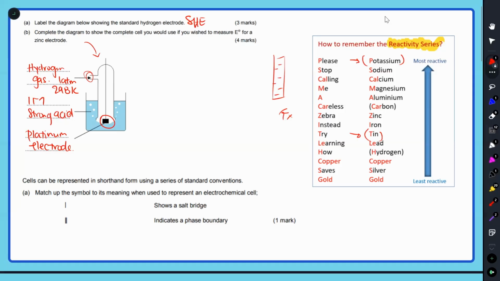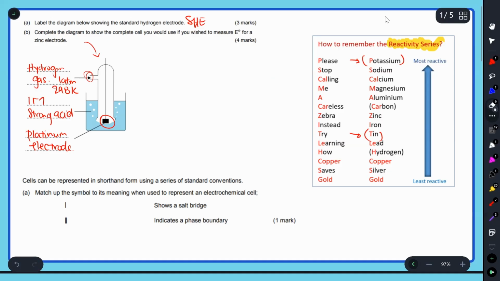negative electrode. All right, hold on, let me put my phone on silent so I don't get distracted.